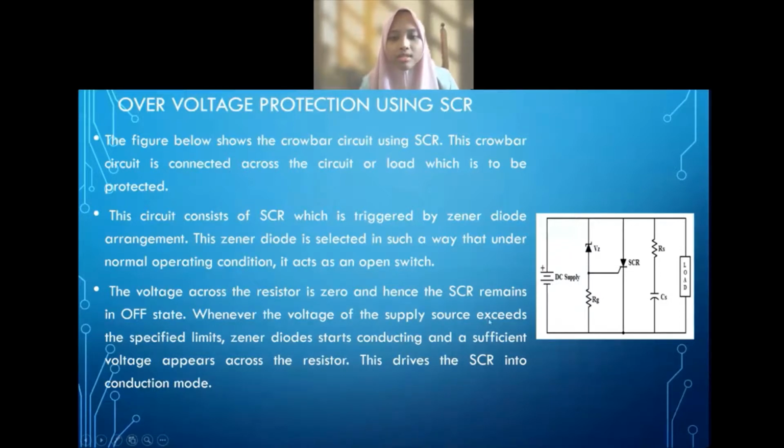But whenever the voltage of the supply source exceeds the specified limit, the Zener diode starts conducting, and sufficient voltage appears across the resistor. This drives the SCR into conduction mode. So, the voltage across the SCR is reduced because it is in conduction mode. So, the conclusion is that the load is protected from the overvoltage.